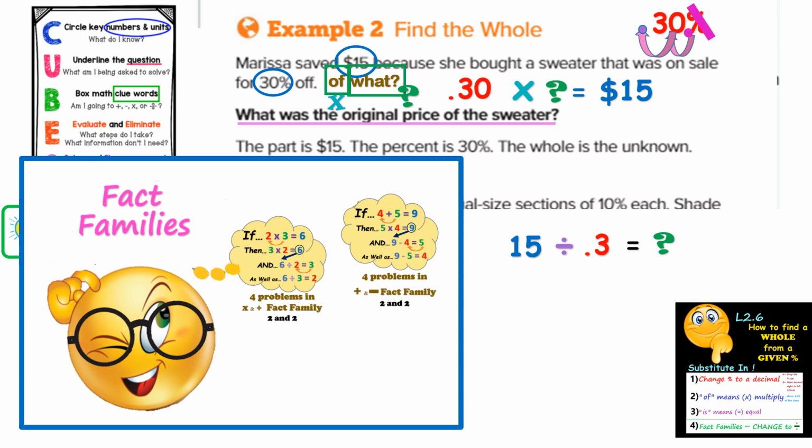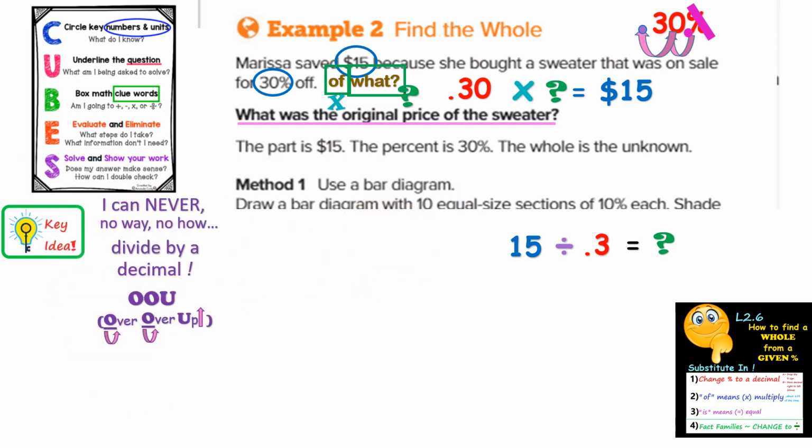So then when I have that, I set up my division problem. Once again, the first number goes inside my division box because that's what I have. And I'm going to divide 15 by 3/10. I can't do the math, right? I can't divide by a decimal. So I have to do my OOU.